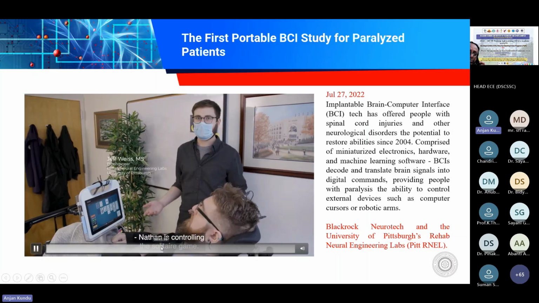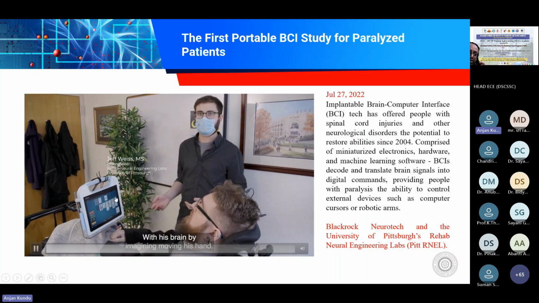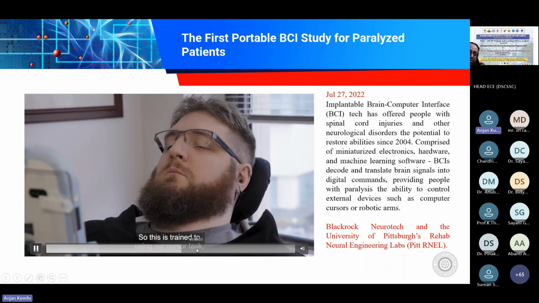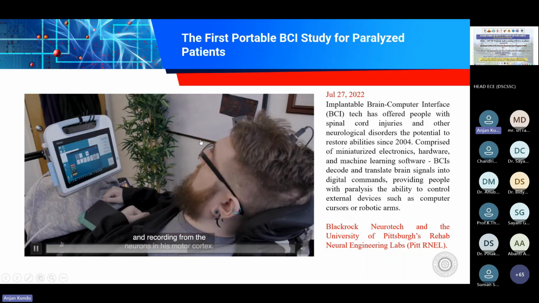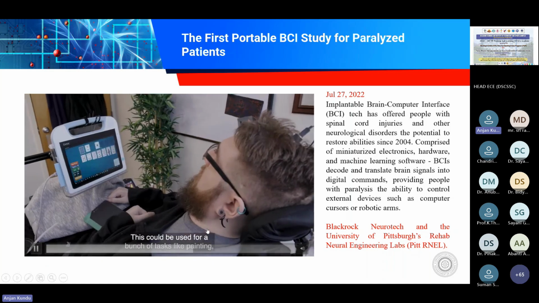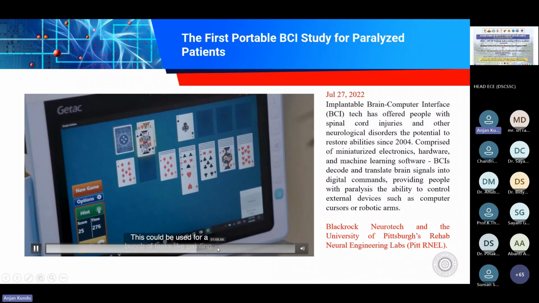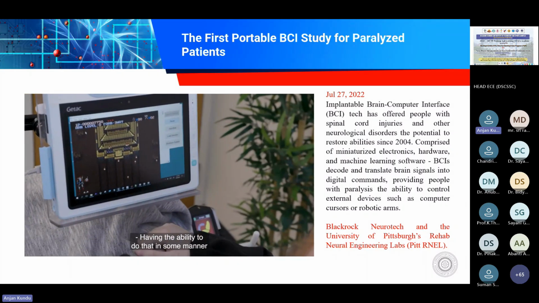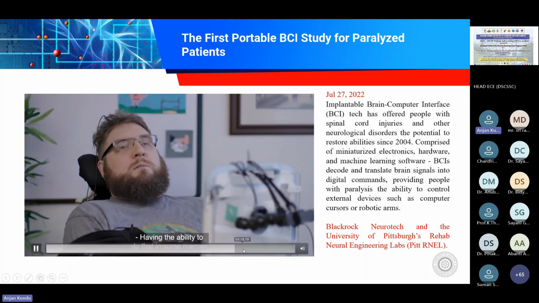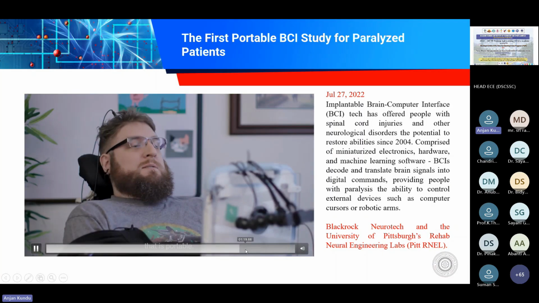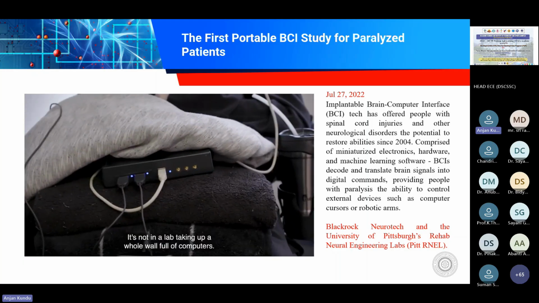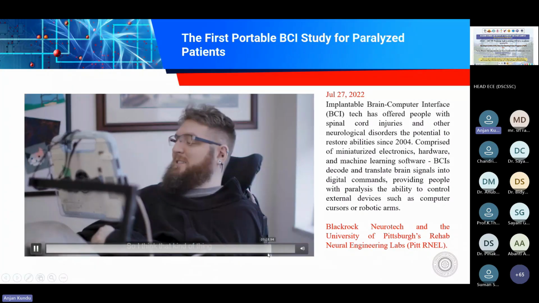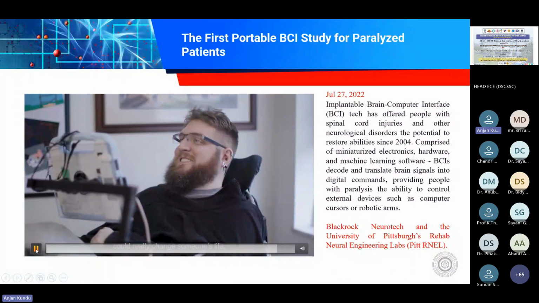Solitaire game of his brain by imagining moving his hand, imagining grasping his hand to click or unclick. So this was trained using a cursor task and recording from the neurons in his motor cortex. This can be used for a bunch of tasks like painting, and just many activities you might do on a computer. Having the ability to do that in some manner that is portable, it's not in a lab taking up a whole wall full of computers, and so I think that kind of thing could really change someone's life.